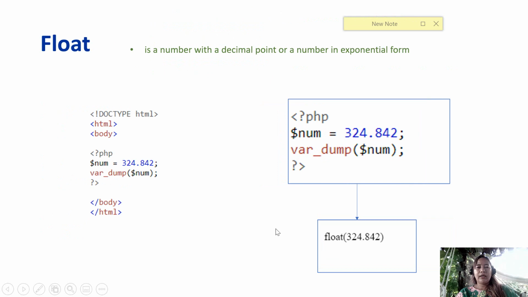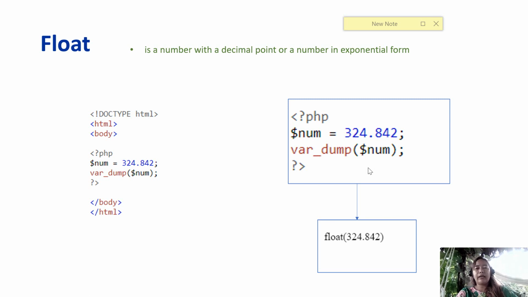Now the next one is float. A float is a number with a decimal point or a number in exponential form. So if integer is a whole number, it is float that has a decimal point. As you can see here, you have num given an initial value of 324.842, and if you're going to use var_dump, it will return a float because it has a decimal point. It's not a whole number anymore, so it will not return integer.